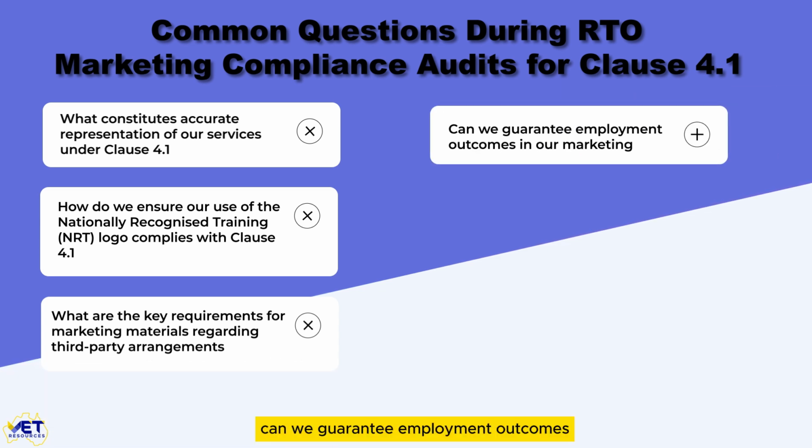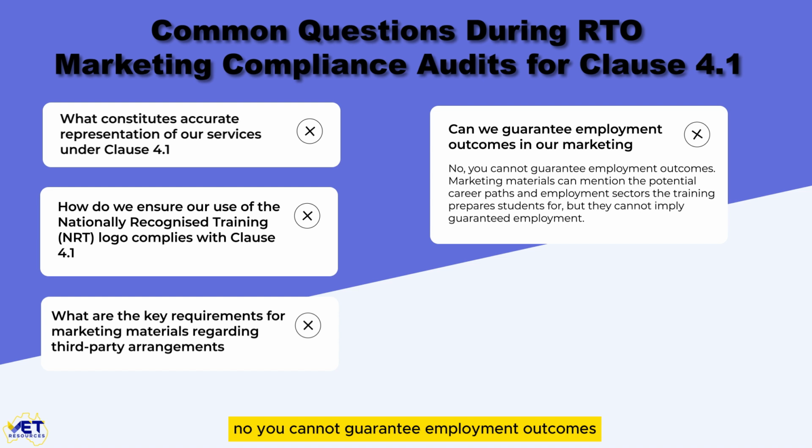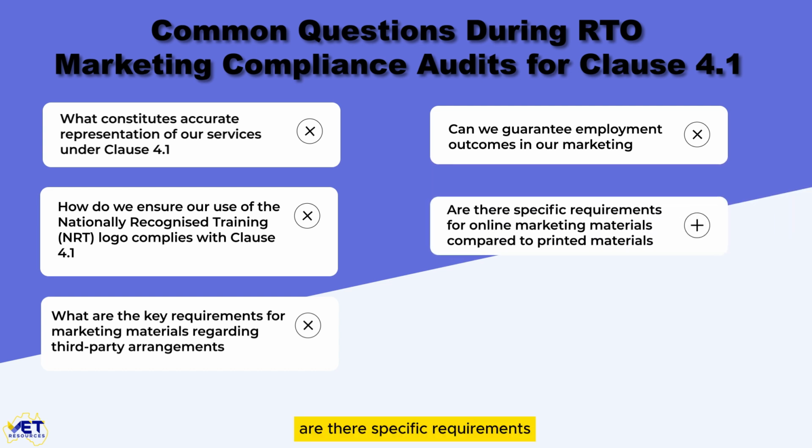Can we guarantee employment outcomes in our marketing materials? No, you cannot guarantee employment outcomes. Marketing materials can mention the potential career paths and employment sectors the training prepares students for, but they cannot imply guaranteed employment. Are there specific requirements for online marketing materials compared to printed materials?